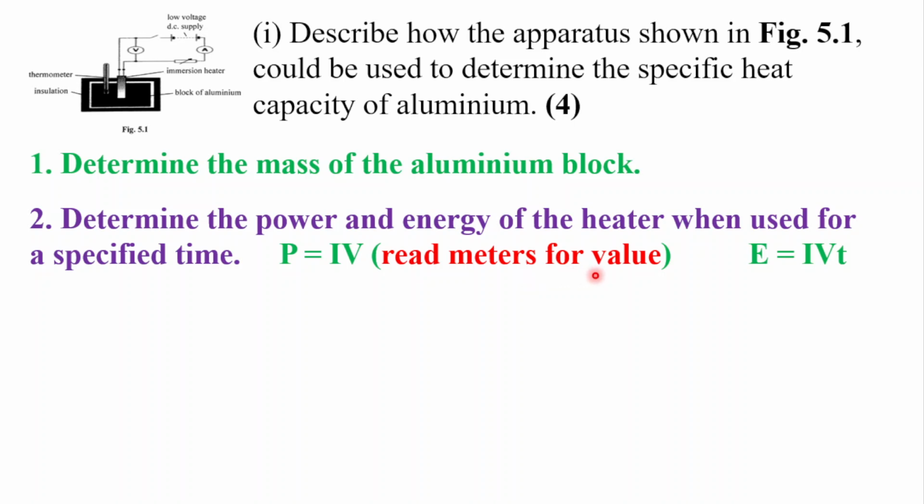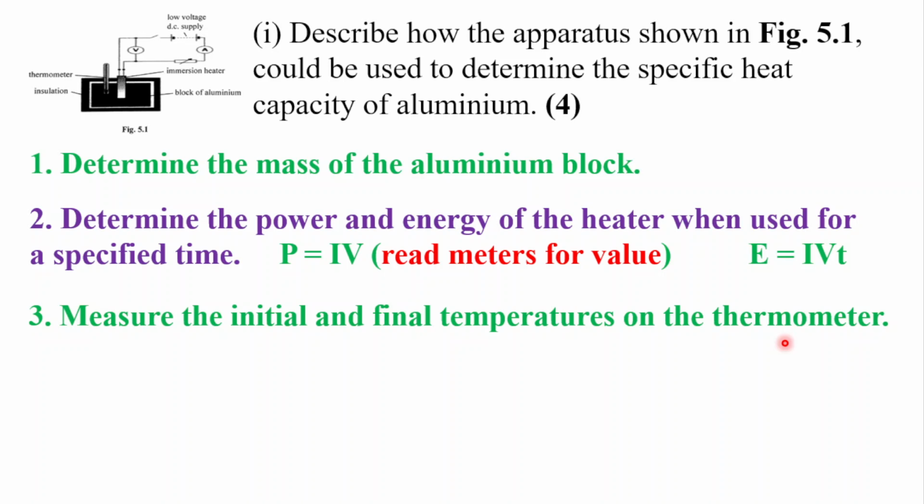So you're going to explain that you'll read the meters, the voltmeter and the ammeter, to get your value of voltage and current. And then based on that, you're going to calculate the power. And from your power, based on how long, that's why I put specified time here, based on how long you use the heater for, then you will know your time. And from your time, remember that power times time gives you energy. And so if you multiply IV, which is power, times time, you get your energy used by the immersion heater.